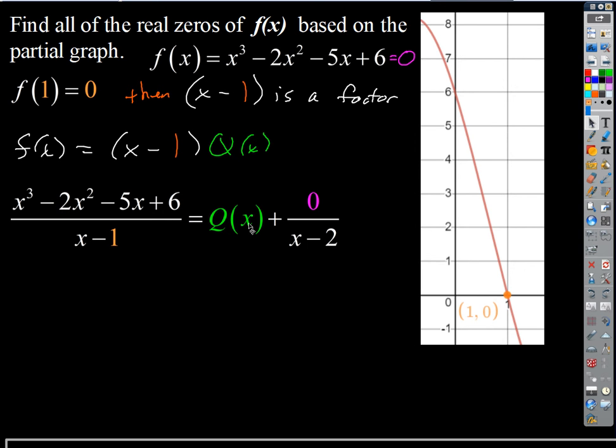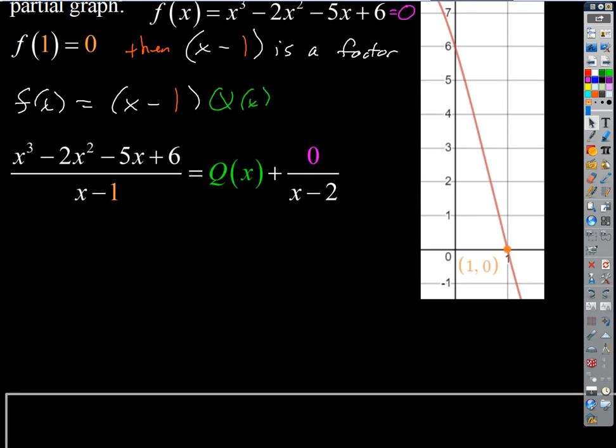What's going to be the remainder? It's got to be 0 because it's a factor, doesn't it? Can you make that connection too? You know that the remainder is going to be 0 because the value of the function at 1 is 0. There can't be a remainder if it's a factor, so we don't even need that there. I just wanted to make that point.